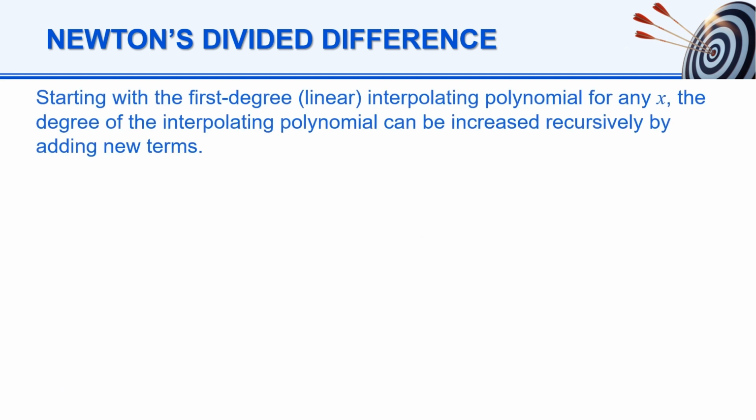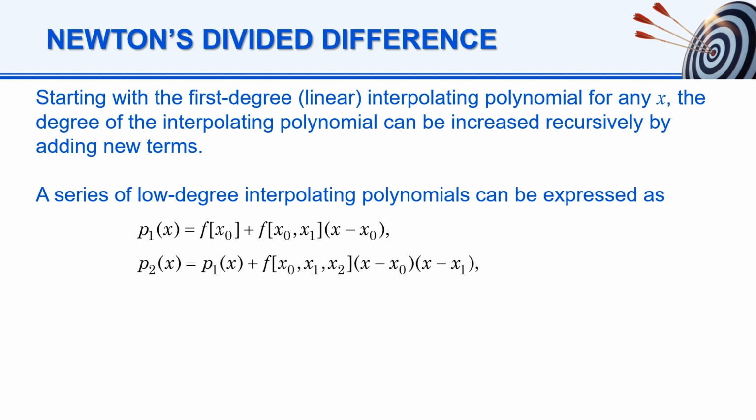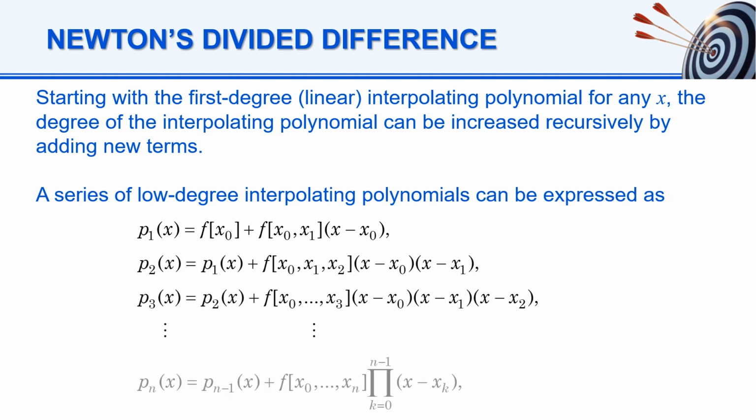Starting with the first-degree interpolating polynomial for any x, the degree of the interpolating polynomial can be increased recursively by adding new terms. A series of low-degree interpolating polynomials can be expressed as follows, where P1(x), P2(x), and P3(x) are linear, quadratic, and cubic interpolating polynomials. For smooth functions, the added term decreases as the degree of the polynomial increases.